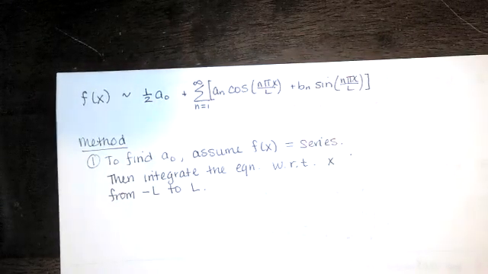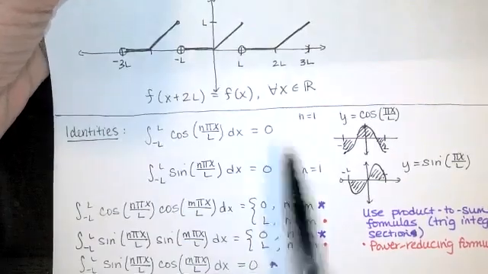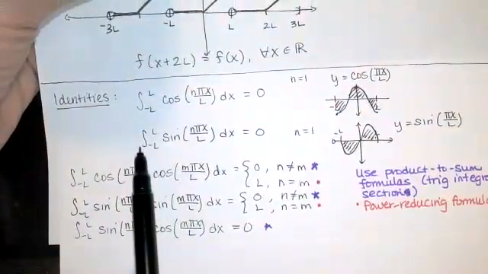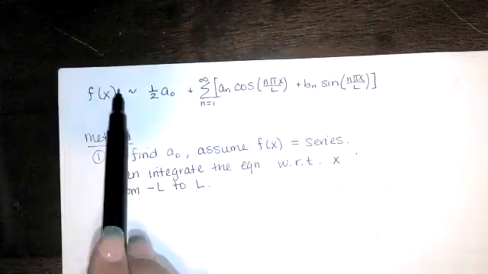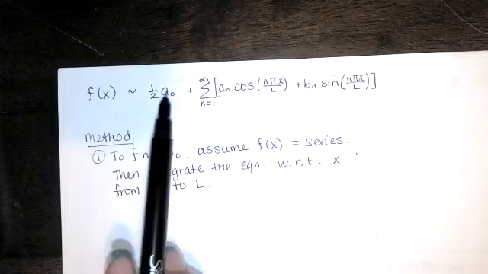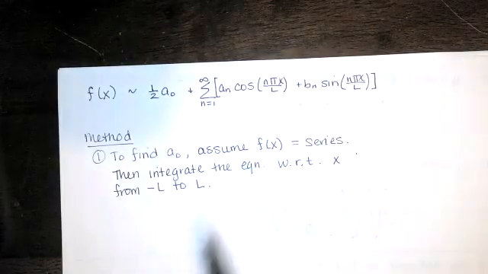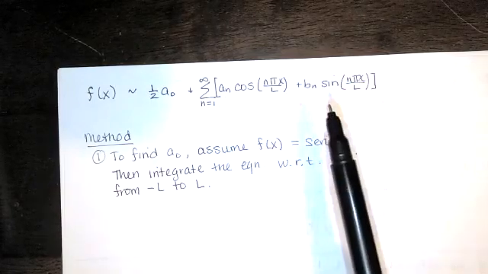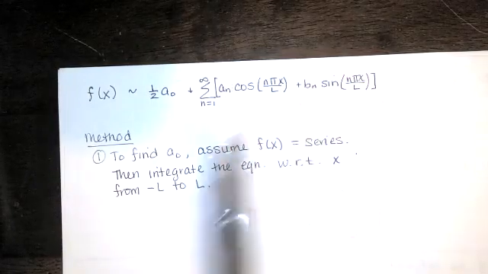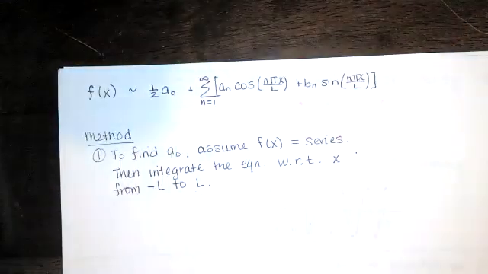Now, because of those identities, because the integral from negative L to L of this cosine function is 0, and the integral from negative L to L of this sine function is 0, when I integrate this, I'll have the integral of f of x from negative L to L equal to the integral of 1/2 a naught, which is just a constant, from negative L to L, plus the integral of this piece, plus the integral of this piece. Those are just constants, so we can factor them out. The integral of all of these from negative L to L will be 0, and the integral of all of these will be 0. So this will all be gone, and you'll just have the integral of this equals the integral of that.